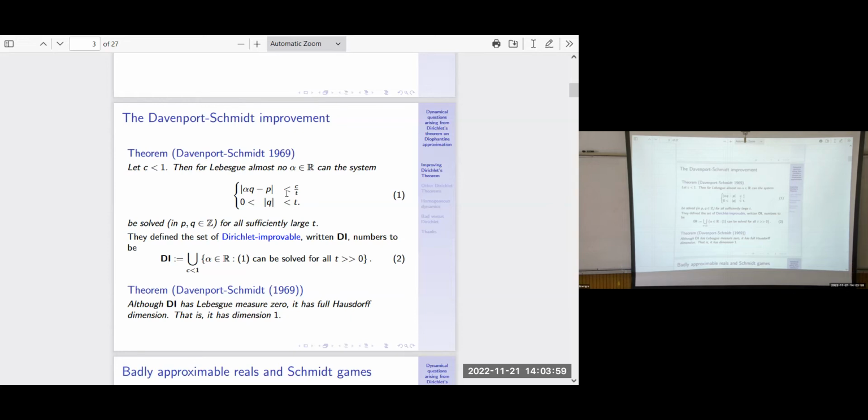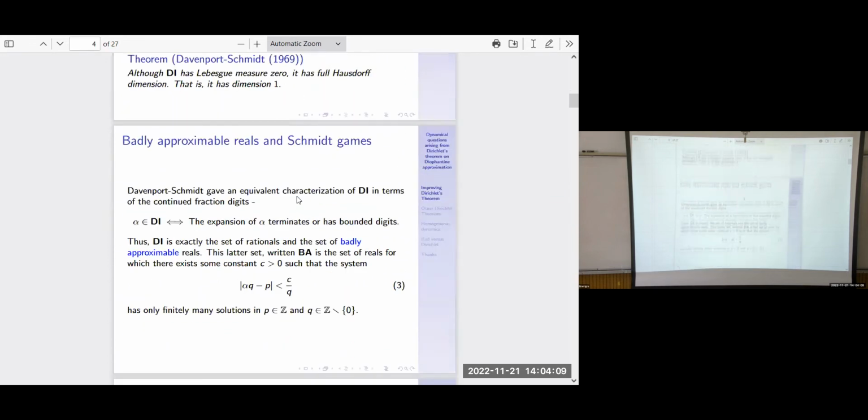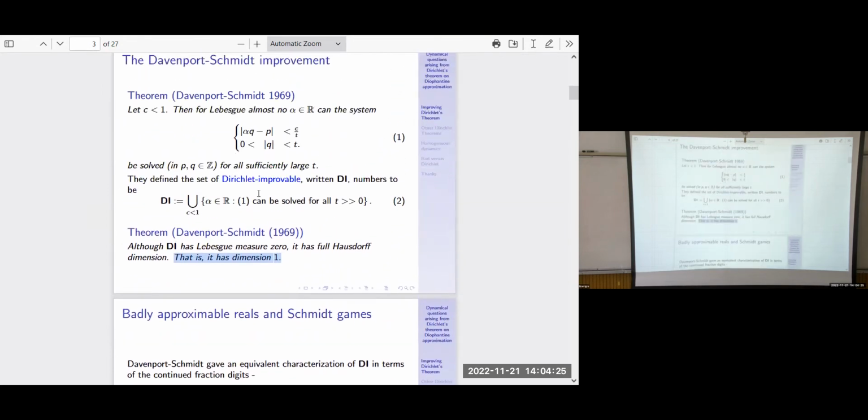They proved it's measure 0, but it's not empty. It's very large. It has full Hausdorff dimension. The real content is that it's large: it has Hausdorff dimension 1. The way they proved this was that they gave a perfect characterization of the set. What is Di? The set of all real numbers such that there is some C less than 1 such that this system is solvable. Yeah, a lot of quantifiers.